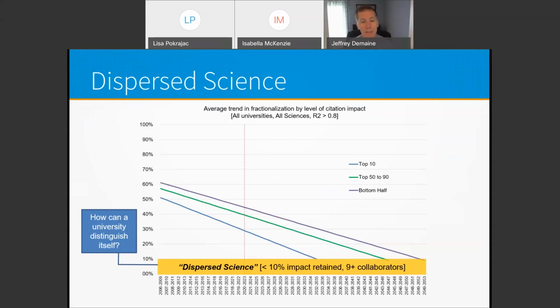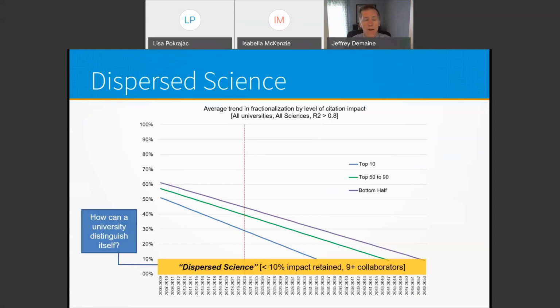So we saw before, certainly with the top-ranked universities, with an R-squared coefficient of determination greater than 0.8, we can be very confident of where this trend is going. Right? So we can therefore extrapolate into the future. So what do these trends tell us about scholarly communication? The little vertical red line is where we are today. And these different slopes are the average fractionalization ratios at various levels of citation impact. You remember the top 10%, top 50, 90%, the bottom half.